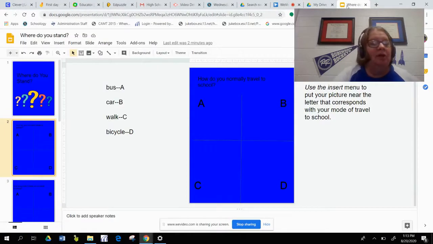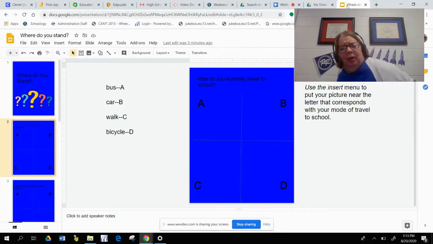Hello, here we are with this activity, Where Do You Stand? Hopefully you've had time to go through and put your picture where it belongs according to which letter corresponds to your answer. I want us to talk about these a little bit because there is a purpose to these questions. The first one says, how do you normally travel to school? Did you have any trouble with that question? How many answers could you have to that question?